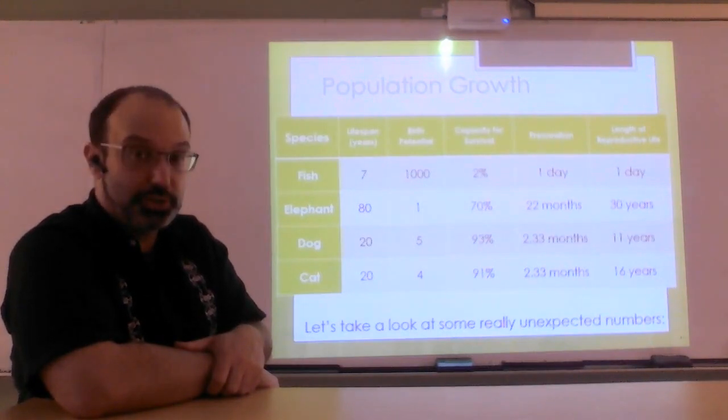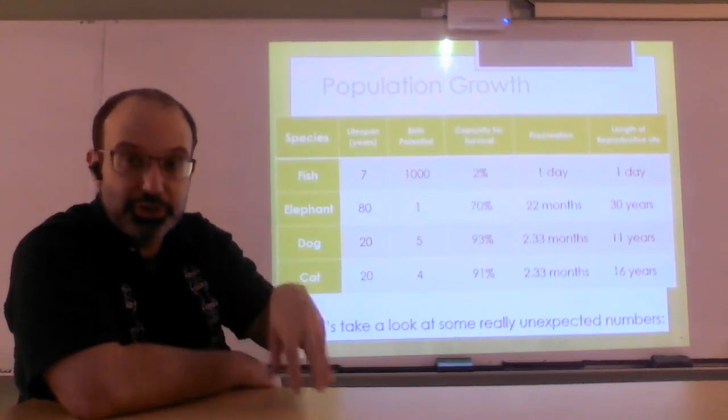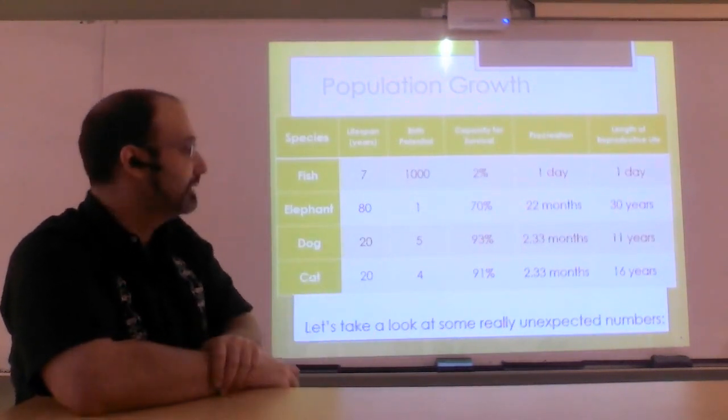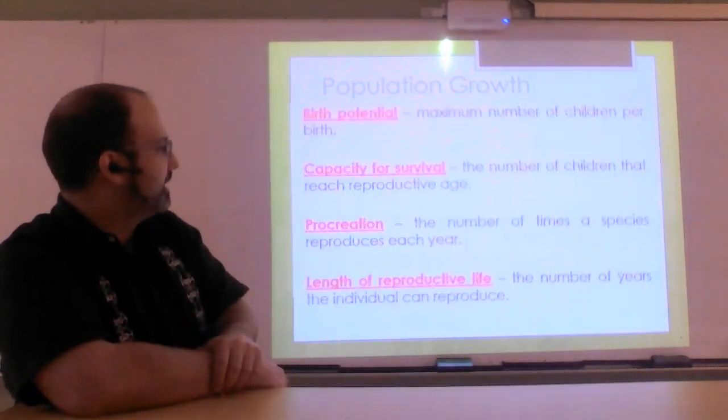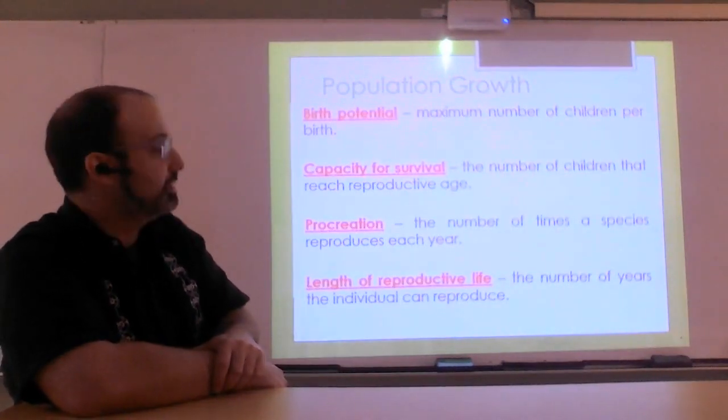Option two is where you have a few kids, but you take care of them and you try to make sure they survive. Okay. So what else we got here? Procreation, the number of times the species reproduces each year. Okay, okay. So how many?